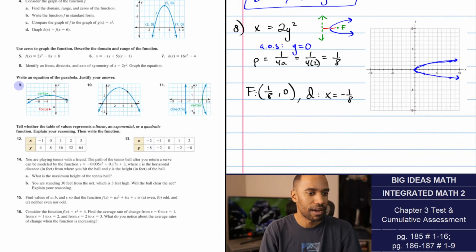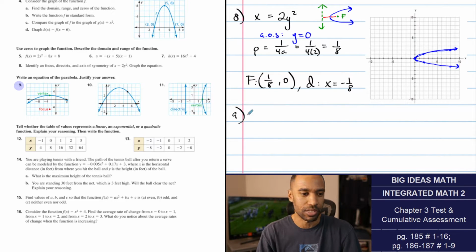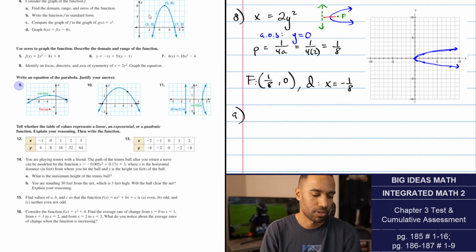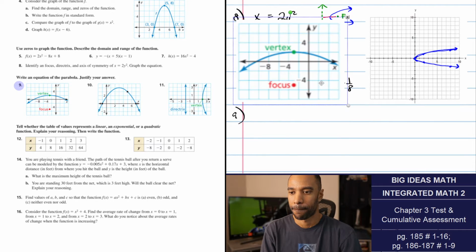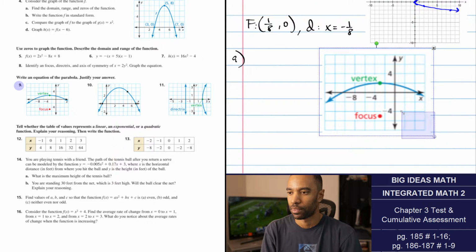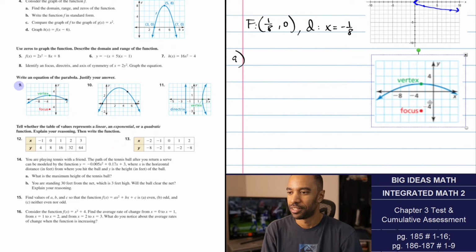Write an equation of the parabola. Justify your answer. I probably need to copy and paste these over one at a time. So let's start with number 9. Okay. I'm not going to justify my answer. I'm just going to calculate things to get it.